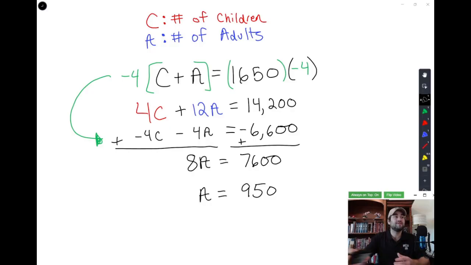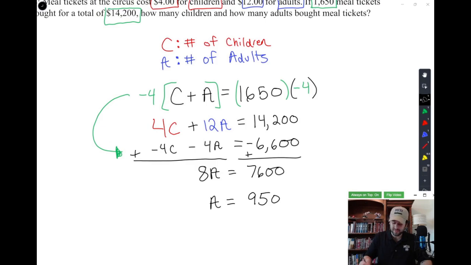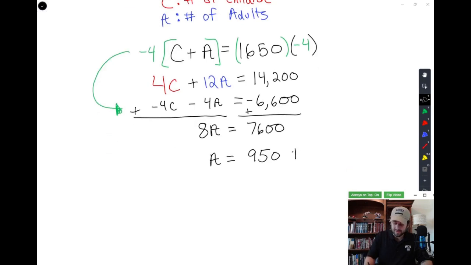And what does that 950 represent? Because it's not the amount that the adults spent. We called A the number of adults. So there were 950 total adults.